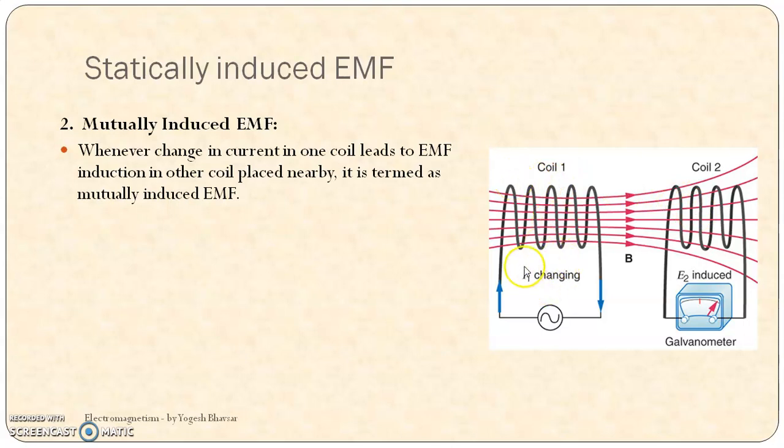Look at that. In coil 1, we are giving supply I1, alternating current. So this coil 1 will produce the magnetic field, and in the surroundings of coil 1, we are placing another coil, coil 2, and a galvanometer is connected across coil 2 for measuring the deflection. Whenever we give the supply to coil 1, EMF will get induced in the second coil. The second coil's conductors will cut the flux and EMF will get induced in coil 2.